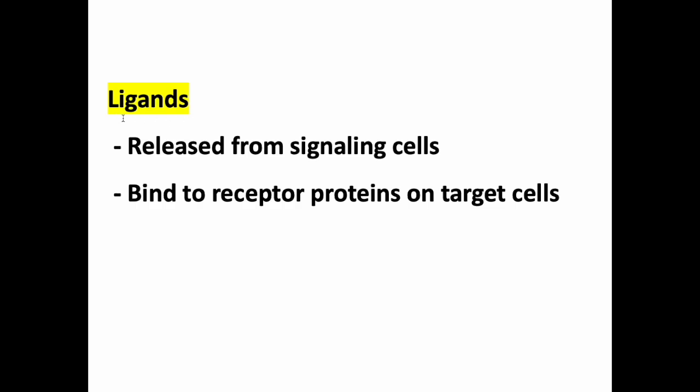So what is a ligand? Well, to read from the key terms, a ligand is a molecule, again, very generic, just calling it a molecule, produced by a signaling cell that binds with a specific receptor, delivering a signal in the process. In other words, this is a very generic term for any sort of molecule that sends a message. Ligands are released from signaling cells, and they bind to receptor proteins on target cells.